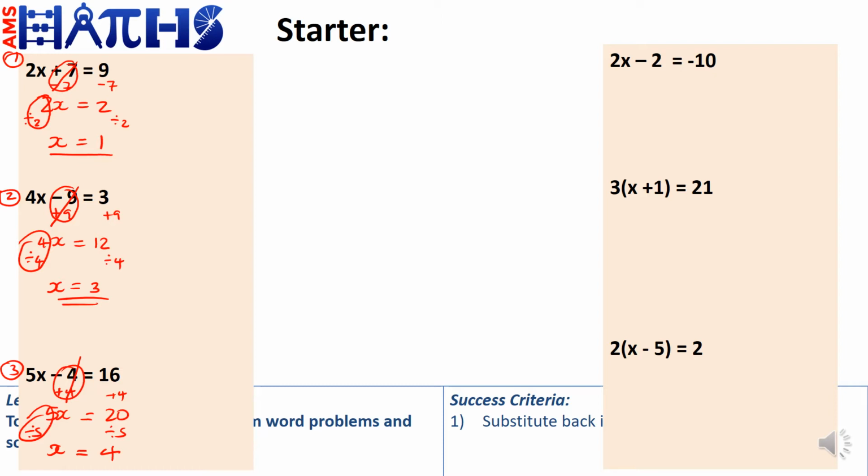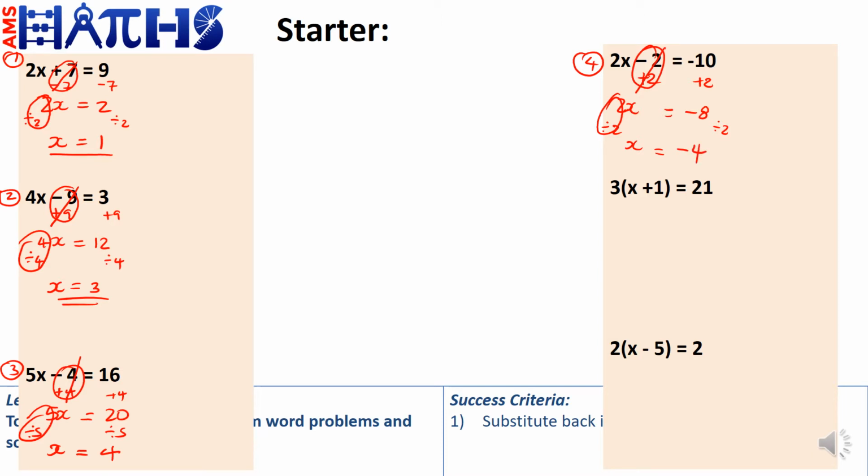We're moving on to our next column. So we're going to do our fourth question. 2x minus 2 equal minus 10. So we'll add 2 on both sides. Minus 2 plus 2 is 0, leaves us with 2x on our left. Minus 10 plus 2 gives us minus 8. Remember, working with our negatives. Then we'll divide both sides by 2. 2 divided by 2 is 1, so we're left with 1x. And minus 8 divided by 2 gives us a minus 4, because negative divided by a positive is negative.